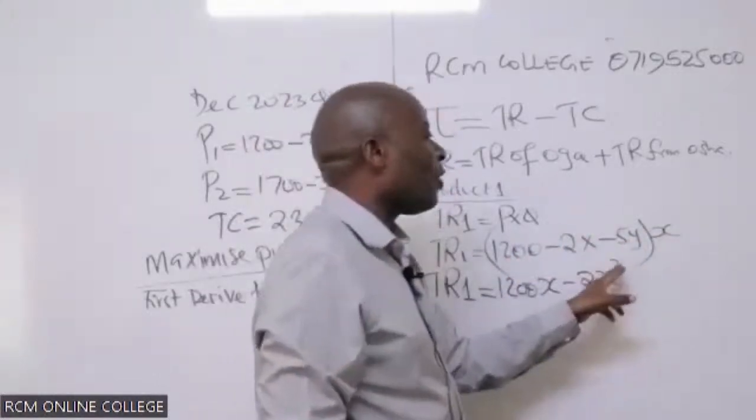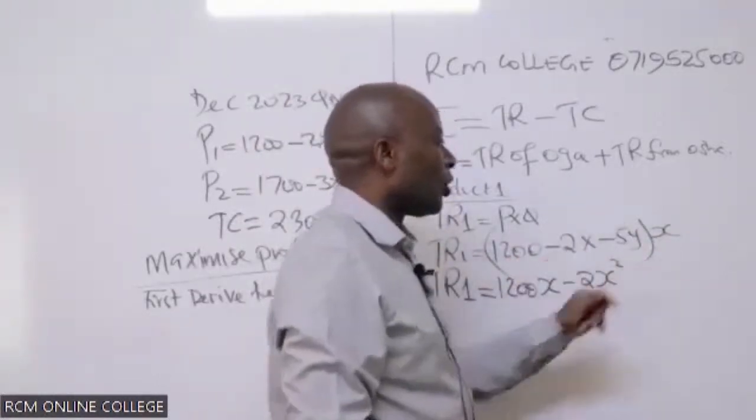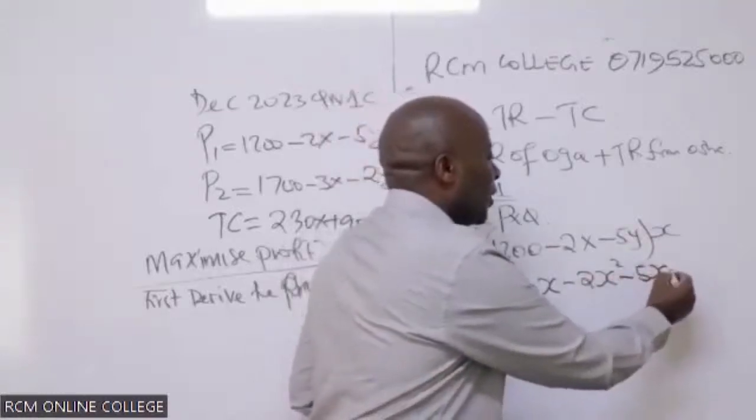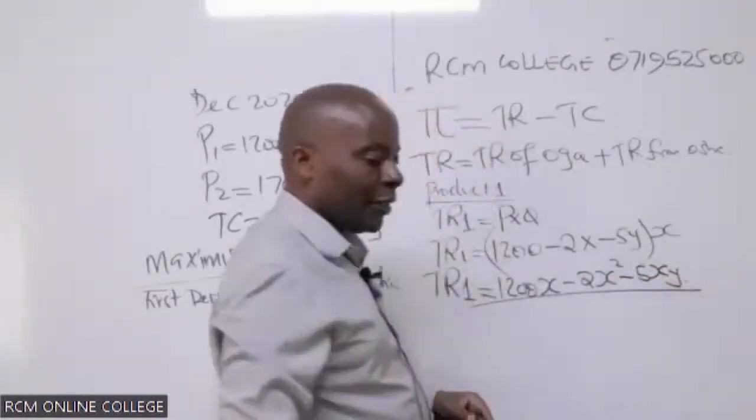Minus, you can't say 5yx, x comes all here. So it will be minus 5xy. That is total revenue one.